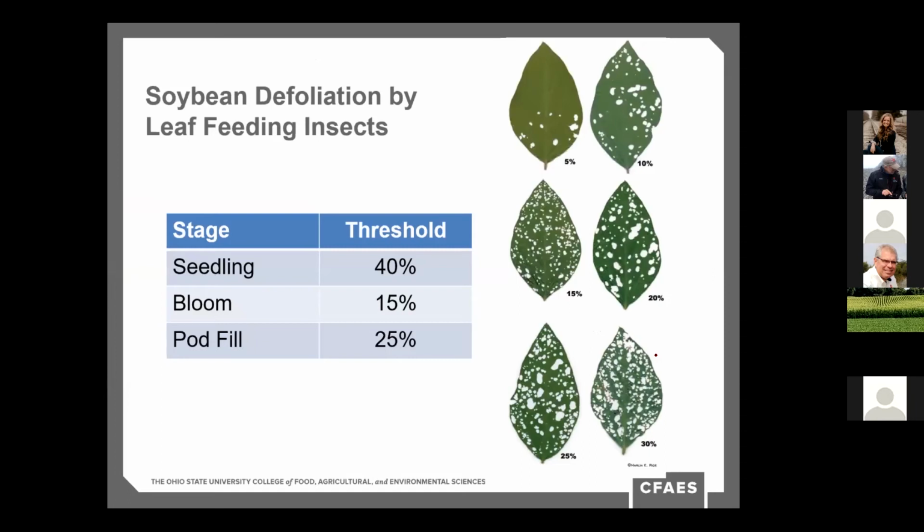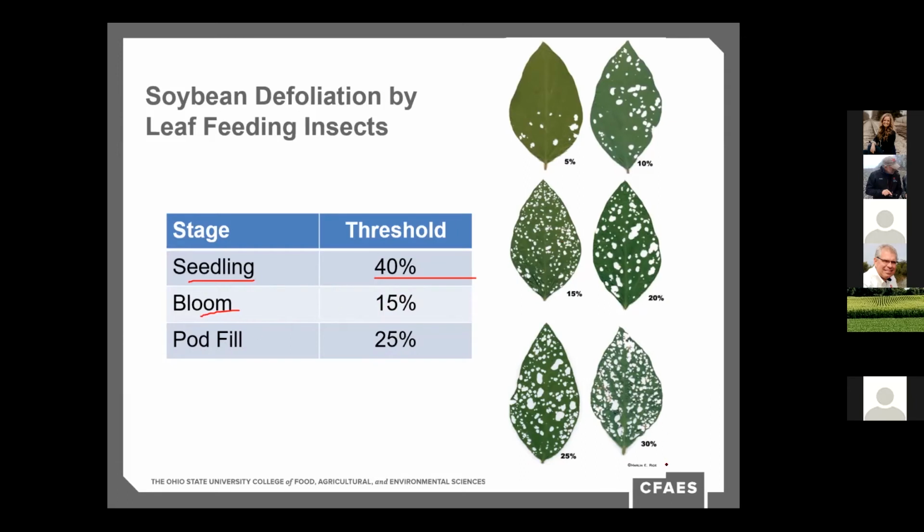We're going to talk for just a minute about soybean defoliation, and this is one of those areas that helps illustrate the different stages of growth. We can have different thresholds on it. In the seedling stage, we're looking at 40% toleration of feeding. Once we get into the bloom stage and up to pod fill, 15% is what we set as a toleration threshold for that, or the action threshold for that. When we get into pod fill, we can start to see an increase where we can accept a little more pod feeding because we're more advanced in growth stage here.